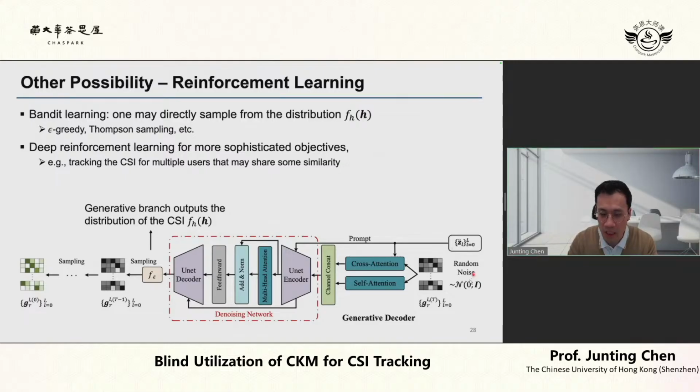Alternatively, we can use the generative branch in the deep learning method to compute the probing vector. For example, we can do bandit learning, because the generative branch not only outputs generated CSI, it can also output the distribution of the CSI. Once we know the distribution of CSI, we can use, for example, epsilon-greedy or Thompson sampling to come up with a probing vector. Or we can use deep reinforcement learning for a more sophisticated objective. In particular, when we have multiple users and multiple base stations, the probing strategy can be very complicated because the base stations can share some correlation and users can share some similarity. Then we may have a more sophisticated design for the probing strategy based on the statistics of the CSI.